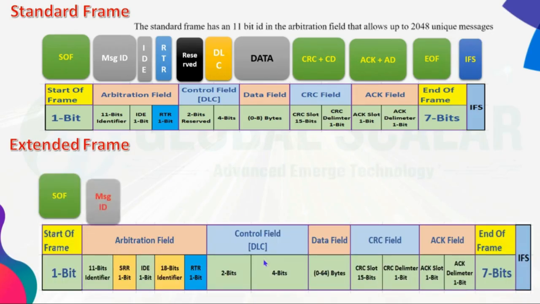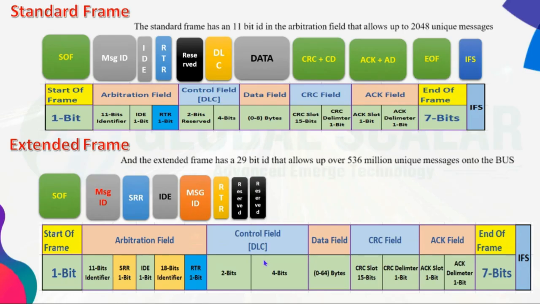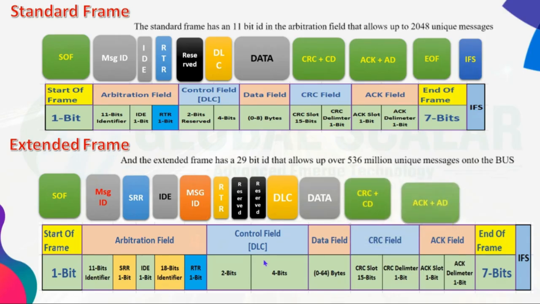The extended frame has the start of frame similar to the standard frame, and the message IDs will be 2 to the power of 29, so about 536 million messages can be configured. Additionally, in the extended frame we have the SRR, which we don't have in the standard frame. And we have the IDE, which will be 1 for extended and 0 for standard. We also have an additional message ID, and in the control field we have the RTR, reserved bits, and the DLC, then the data, the CRC, the acknowledgement, and the end of frame.